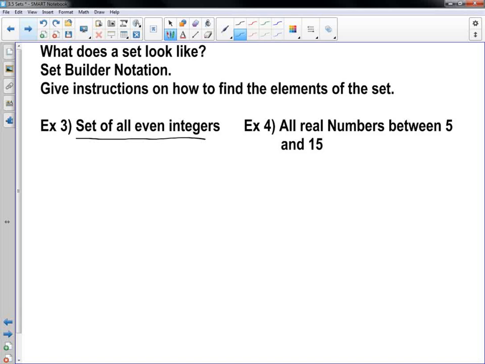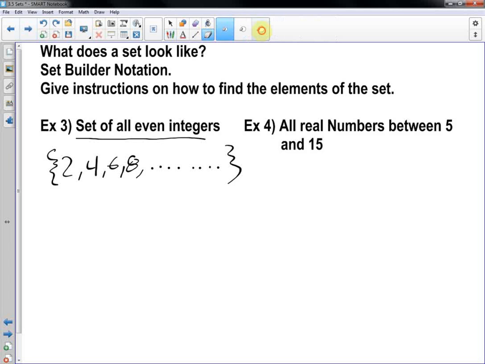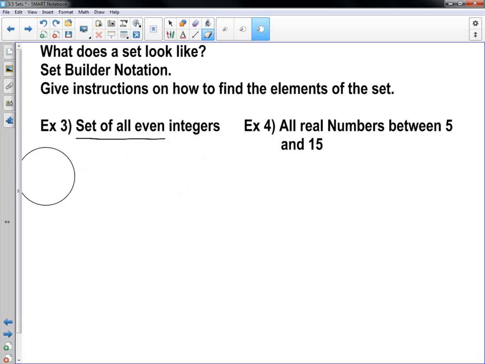I mean, if I was doing roster form, I could go 2, 4, 6, 8, but how long would I have to write? Would I ever end? No, I wouldn't. And I didn't even talk about the negative integers yet. So doing it in roster form sometimes is not really feasible. All right? So that's why we're going to use set builder.